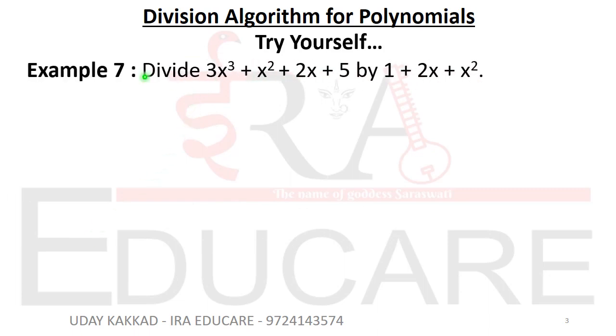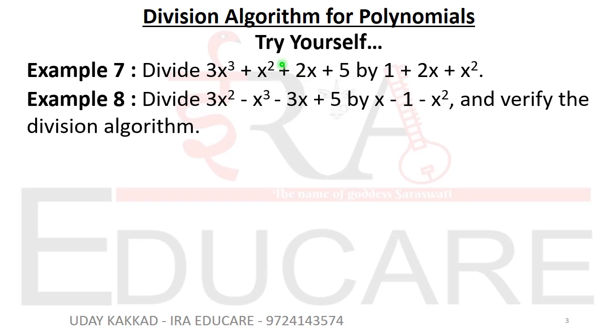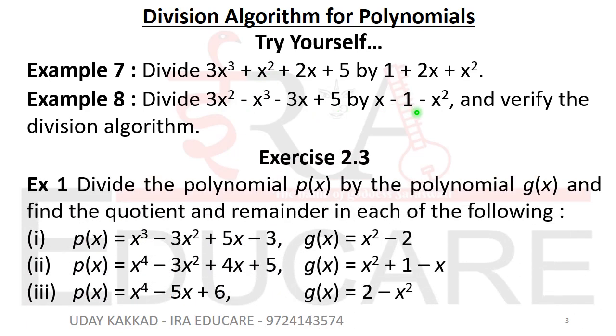Example number 7. This is nothing but you just divide like the previous example, example number 6. Here the divisor, you just rearrange it, so you get the answer, right? Example number 8. Here you have to rearrange the dividend and divisor both, right? And these are exercise 2.3, which you can also try yourself. If you find any difficulty, you can comment in the comment section of my video. I will give you the answer, right?